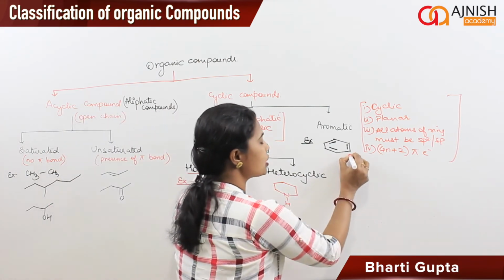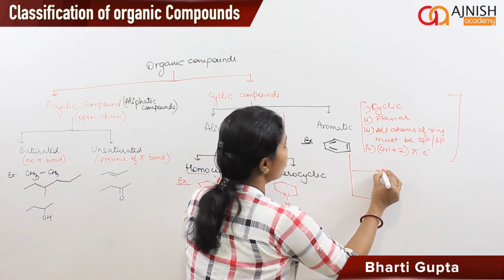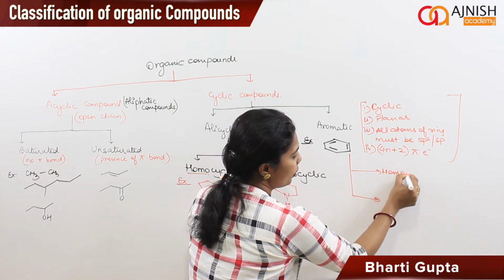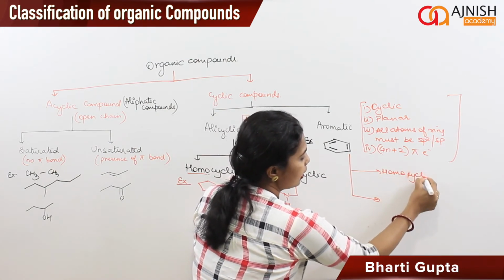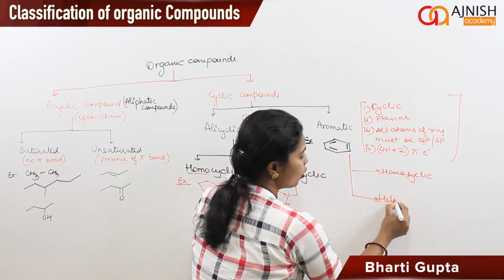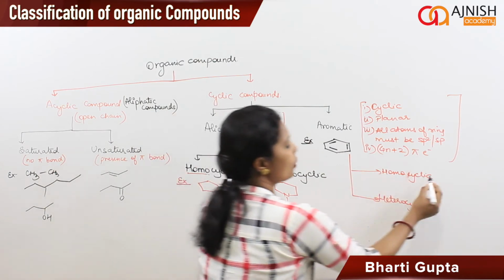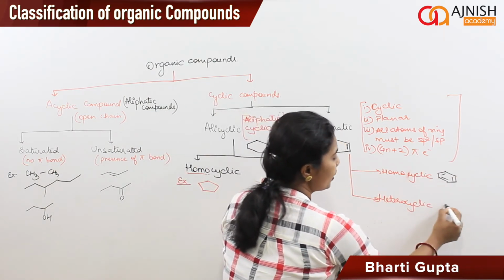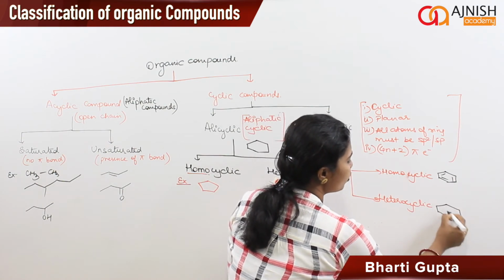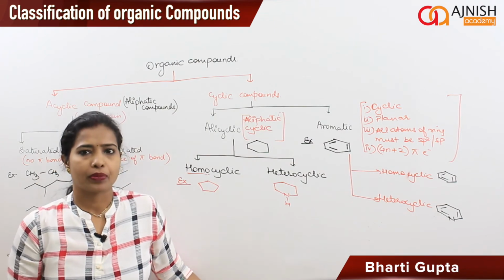Similarly, aromatic compounds can also have two categories: homocyclic and heterocyclic. The best example for homocyclic aromatic is the benzene ring, and for heterocyclic aromatic, we can take pyridine. Similar to benzene, there is a heteroatom, so it is heterocyclic aromatic.